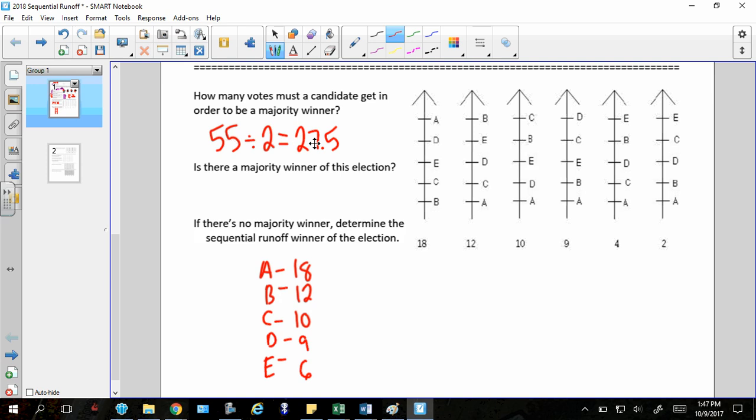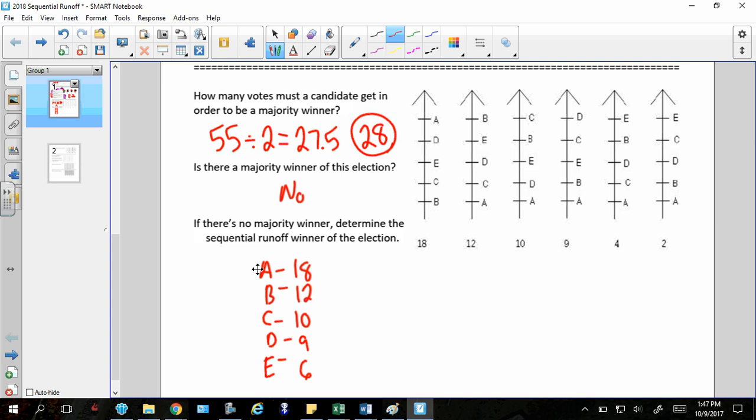That's my 50% mark, which means we have to go to 28. So the winner or the majority winner would have to get 28 votes. Is there a majority winner in this election? The answer is no. If the answer was yes, then we would not bother doing this sequential runoff. So I apologize, but there we go.